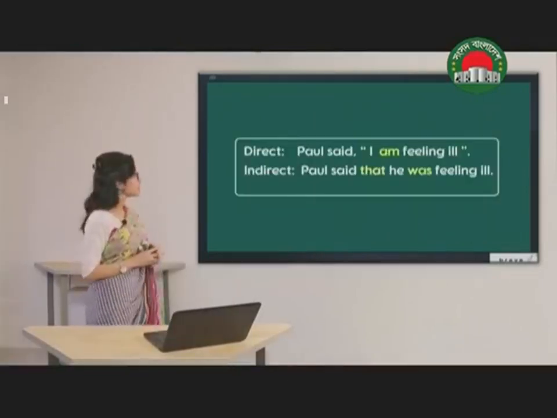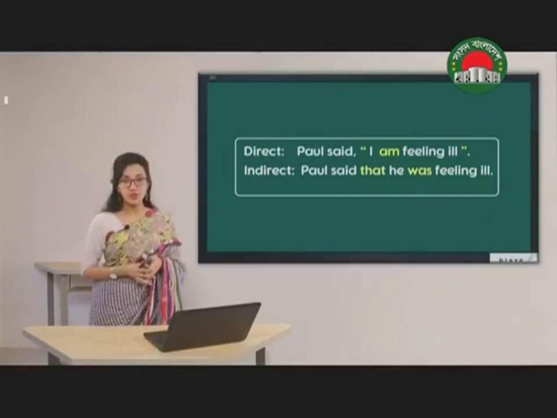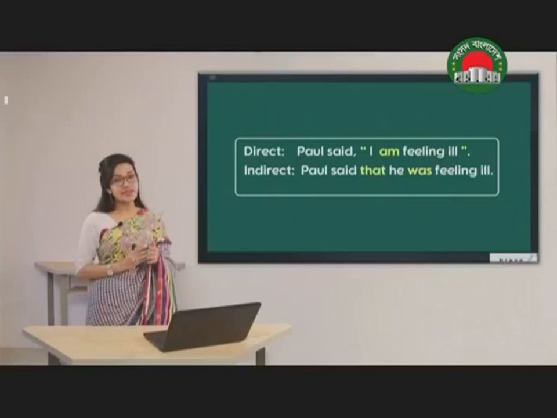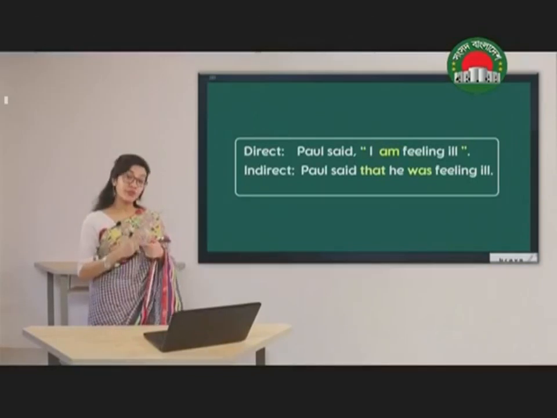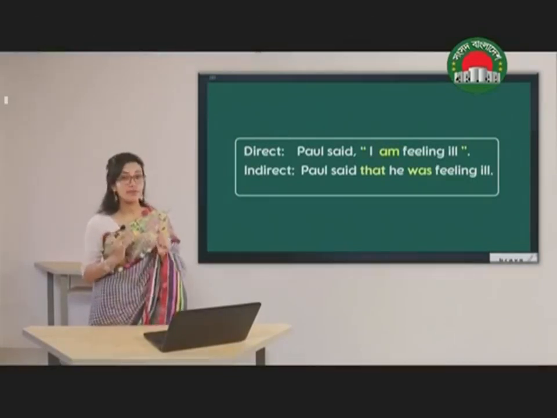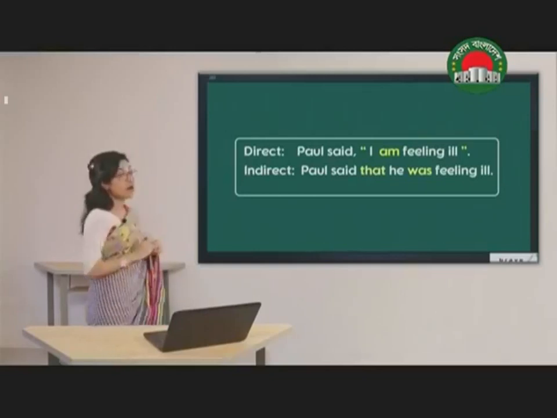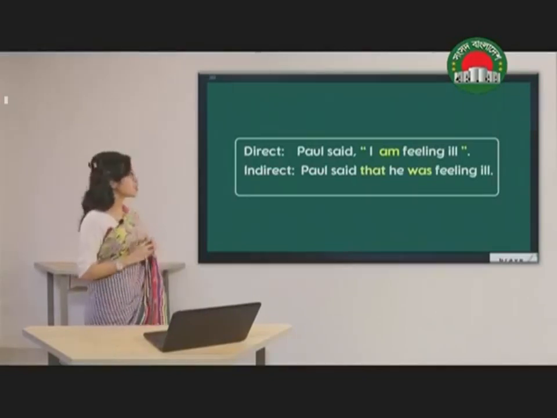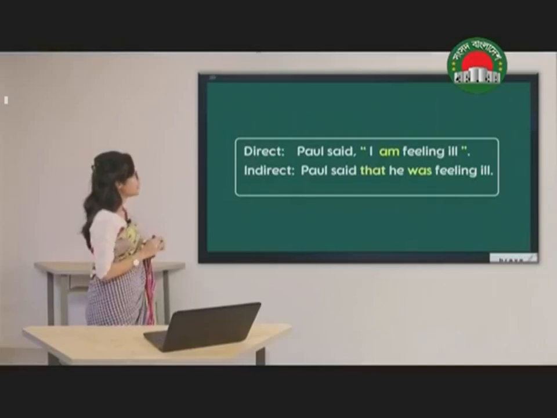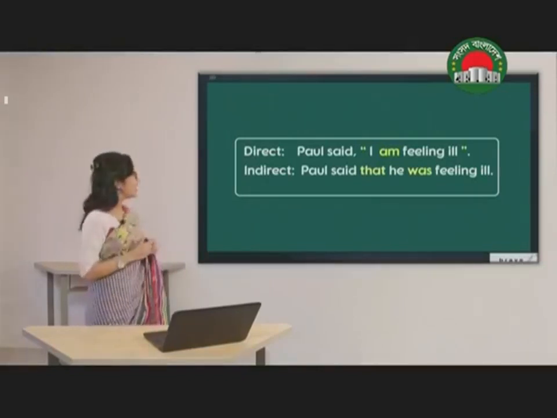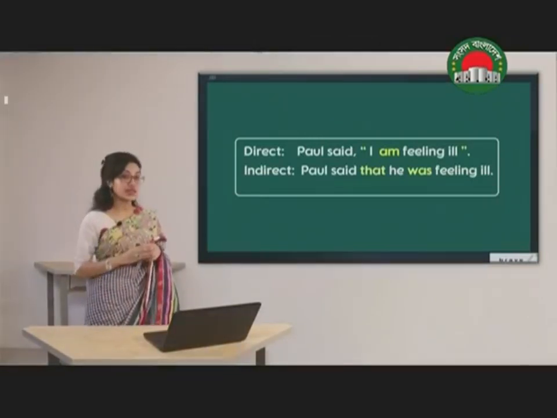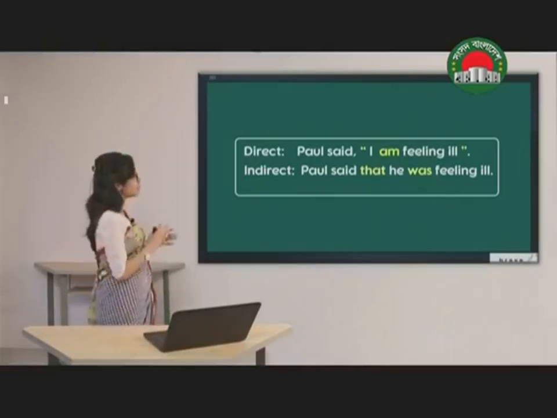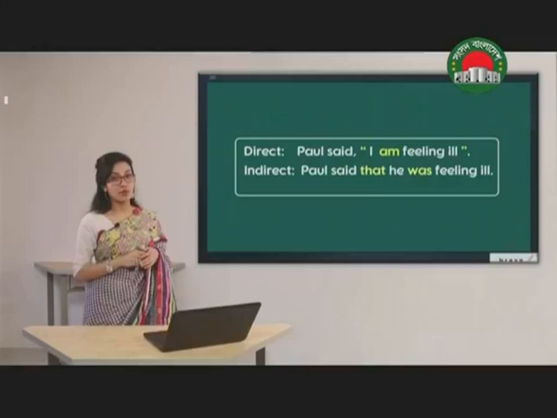In the first sentence, Paul said, "I am feeling ill." What are the things that you can notice here? First of all, I have said exactly what Paul has mentioned. So that means I am reproducing the exact words of Paul. I have used a comma after "said". I have started the reported speech with inverted commas, and I have used inverted commas to end the sentence as well. At the end, since this is an affirmative sentence, I have used a full stop.